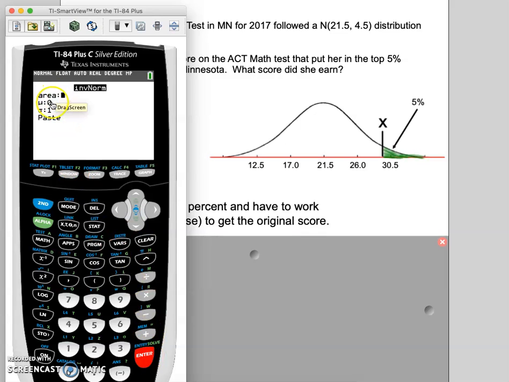This one says area, mean, standard deviation. Area in this problem represents percentile. And oftentimes you'll have to make a calculation from your diagram to figure out the percentile. Lauren, 5% beat her, so she actually beat this other 95% of the students. So Lauren's percentile, 0.95. The mean, 21.5. Standard deviation, 4.5. Paste to the main screen, enter. And now it gave me the score that represents this 95%.